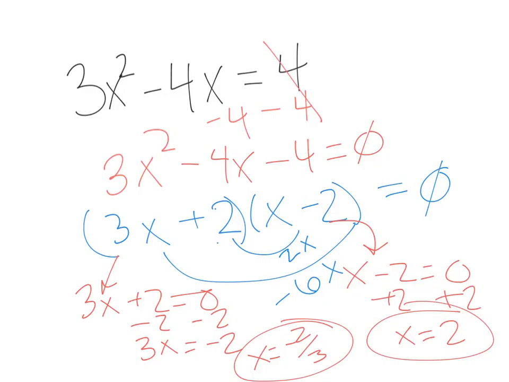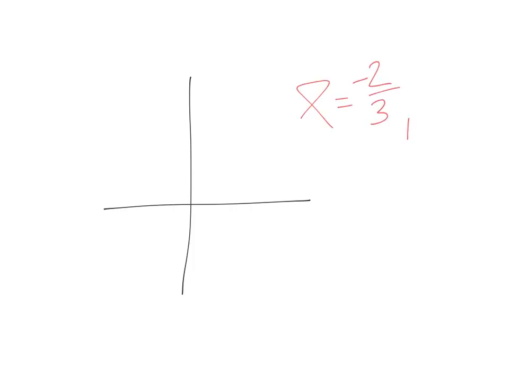It's crossing at negative 2/3, or negative 0.67, and positive 2. So if I were to draw a quick sketch of the graph, I said x equals negative 2/3 and 2. So 1, 2, and negative 2/3. Not quite at negative 1 and 2. My parabola is crossing at negative 2/3 and at 2.